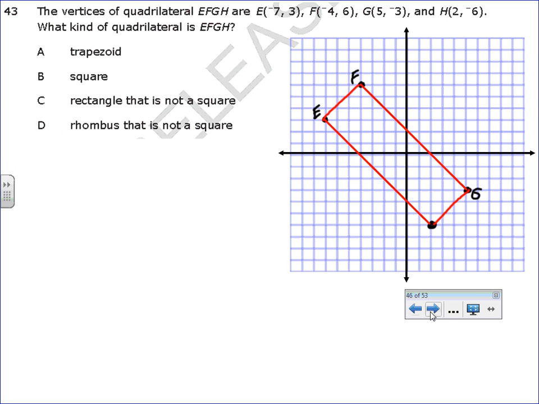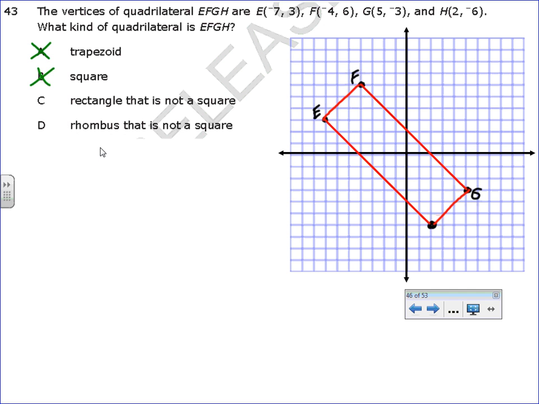Okay, for 43, the vertices of a quadrilateral EFGH are here. What kind of a quadrilateral is EFGH? So first thing I did was plot my points, and then I connected them. So I can already tell this is not a trapezoid. That's out, and it's definitely not a square. Now, is this a rectangle that's not a square, or is it a rhombus that's not a square? This kind of has to make me go back to my definitions of rectangles and rhombus.